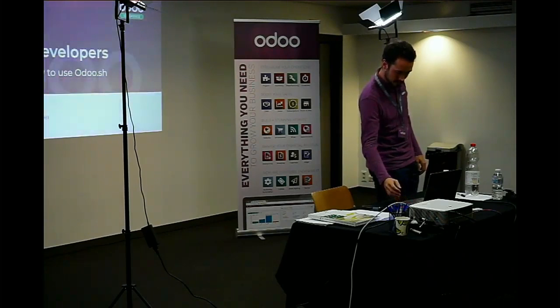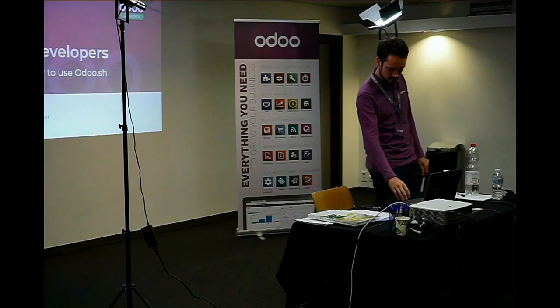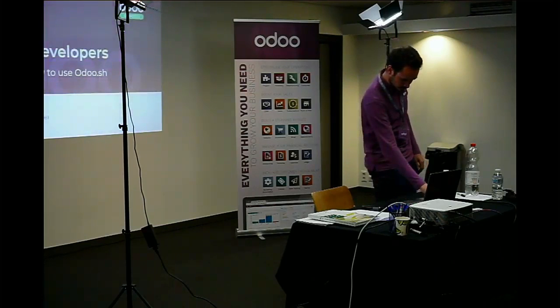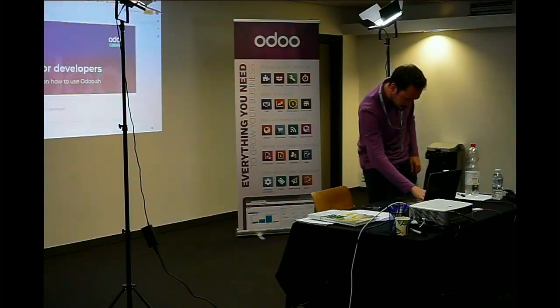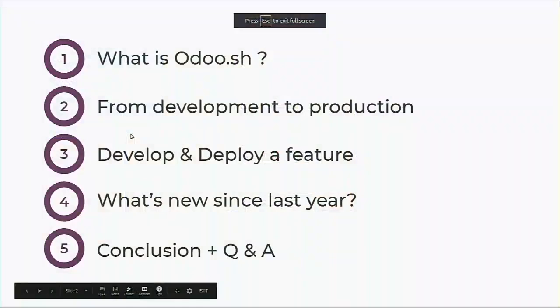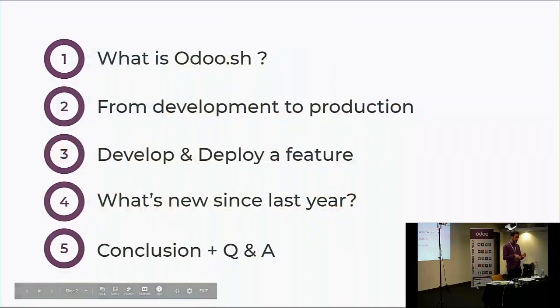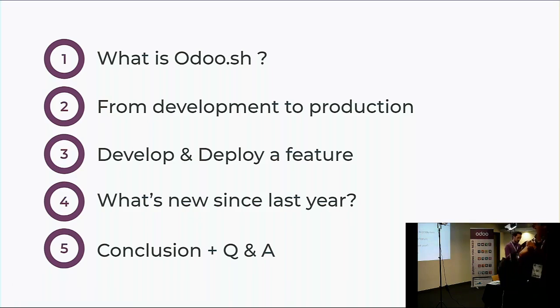So, what will we talk about in this course? If the internet connection works. Okay. So first we'll see what is Odoo.sh and why did we make it. Then we'll go from development to production, which are the stages that we use in Odoo.sh. Then we'll briefly show how to develop and deploy a feature on Odoo.sh. And then we'll go over what's new since last year. And then we'll make a small conclusion and questions and answers.